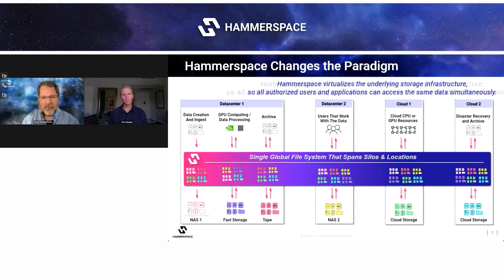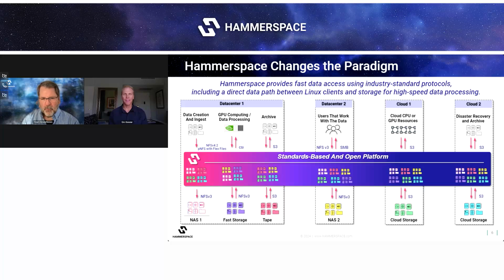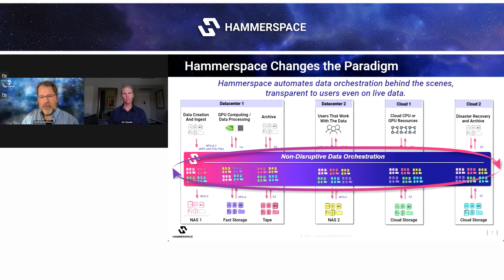This is standards-based, so any protocol, no client software is required on the servers or applications, and no changes to applications. You look at file shares, whether via any protocol, the same way you would if it was local storage or a single file or object storage. But this ability to have this abstraction layer, a high performance abstraction layer, so that everybody is looking at the same files, means that data motion and data orchestration can happen non-disruptively in the background, even on live files.